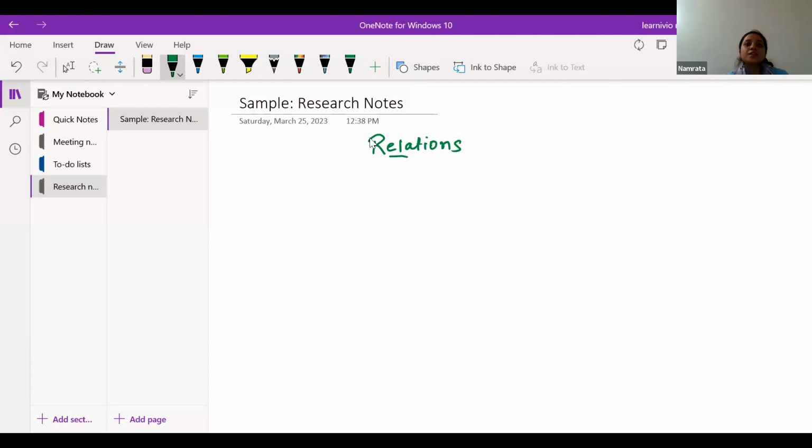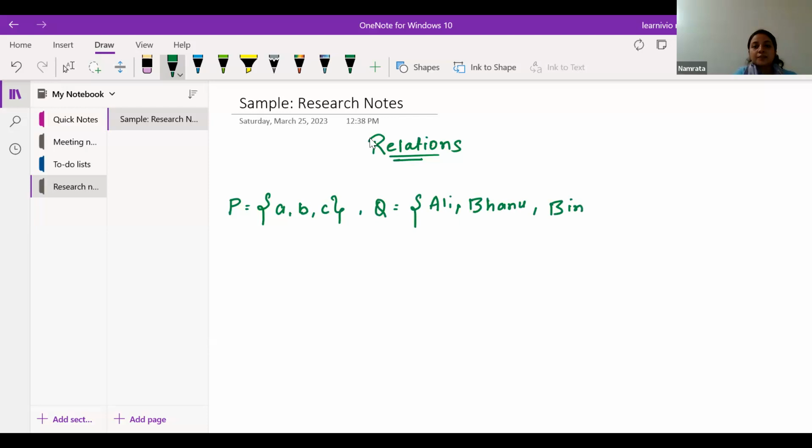Now, previous day, we have already discussed the concept that if we are having a set P and the elements of P are A, B, C, and if we are having a set Q and the elements of Q are Ali, Bhanu, Binoy, Chandra, and Divya.